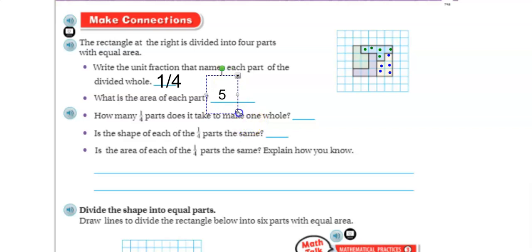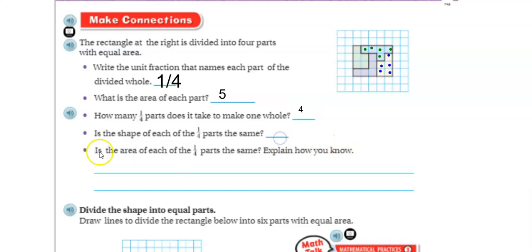Okay? So it says, how many 1/4 parts does it take to make 1 whole? Well, you want to look at, here's your whole. We have it broken up into 1, 2, 3, 4 parts, so it would take all 4 parts to make a whole. So hopefully you wrote 4.